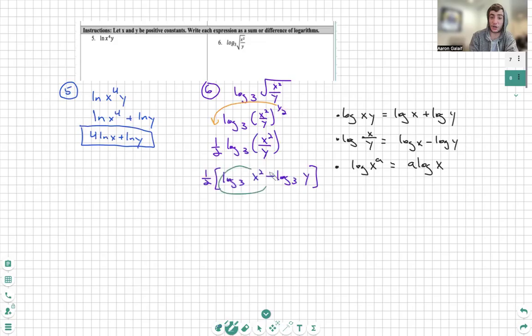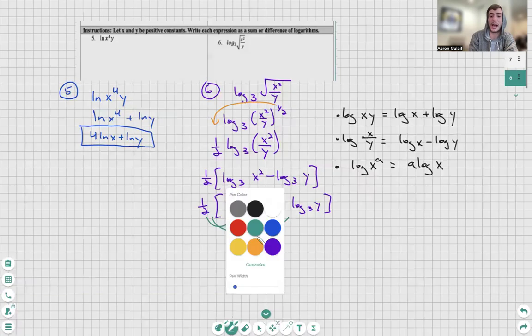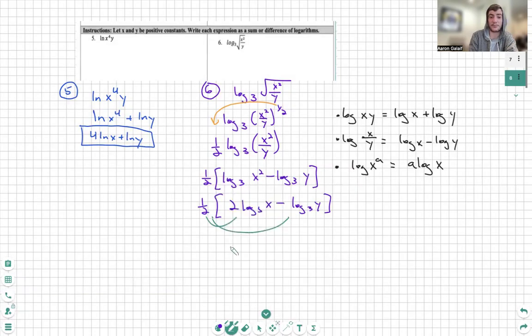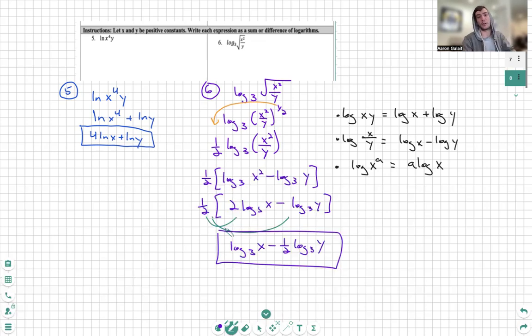Lastly, we have another exponent, and we need to push that exponent into the front. Keep everything the same, 1/2 on the outside, 2 log base 3 of x minus log base 3 of y. And then lastly, all we need to do is distribute my 1/2, and we're done. 1/2 times 2 is 1 log base 3 of x minus 1/2 log base 3 of y. And that would be our expanded version of number 6.